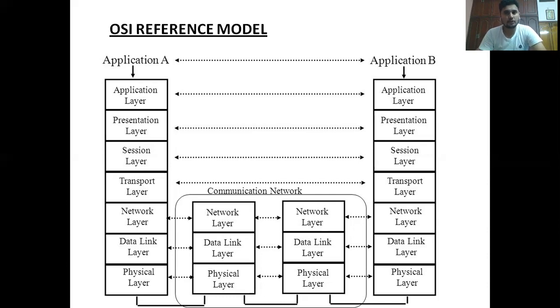So from here onwards, you study units 2, 3, 4, 5, 6. Unit 2 is one layer, unit 3 is one layer, unit 4 is one layer, unit 5 is one layer, and unit 6 is one layer. That is the importance of the OSI reference model in computer networks.